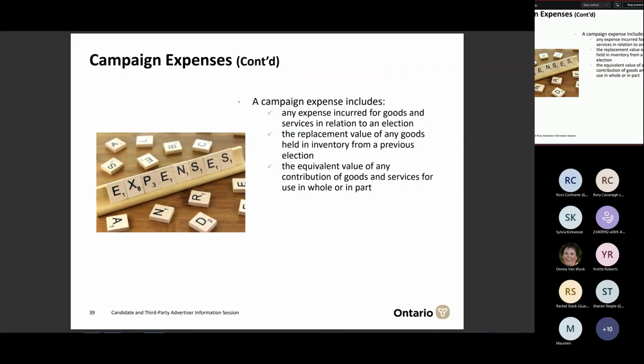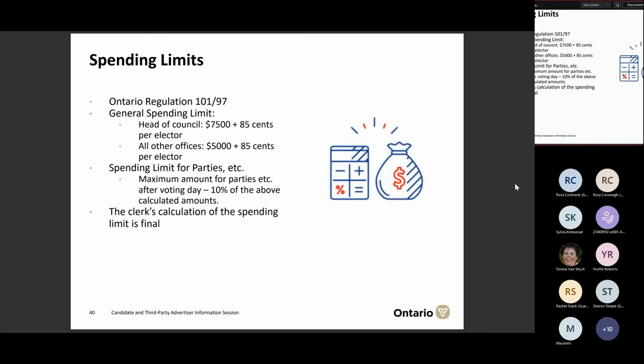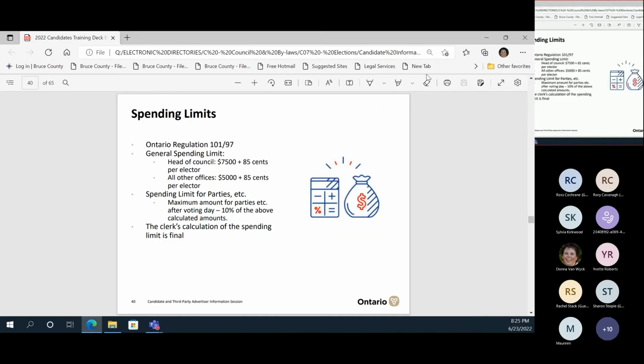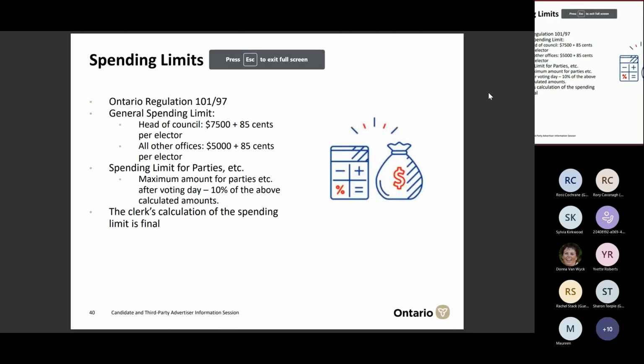All right. We're going to go to the next slide. The next slide is spending limits. So the spending limit formula for candidates and the maximum amount for parties after voting day are set out in Ontario Regulation 101/97. So the clerk calculates the spending limits twice.